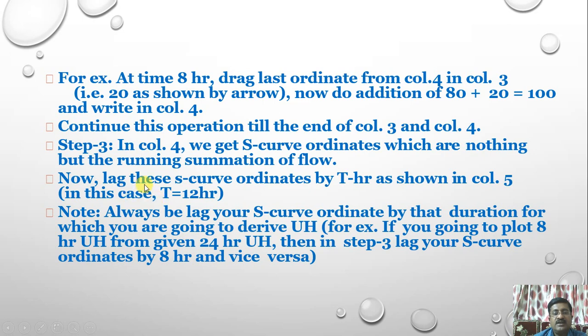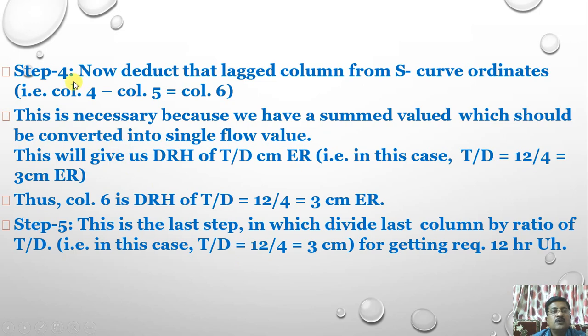Then lag this S curve ordinates by T hour, shown in column 5. In this case T is equal to 12 hour. Note that you should always lag your S curve ordinate by the duration for which you are going to derive the unit hydrograph. For example, if you are going to plot an 8-hour unit hydrograph from a given 24-hour unit hydrograph, then in step 3 lag your S curve ordinates by 8 hour, and vice versa. Now step 4.